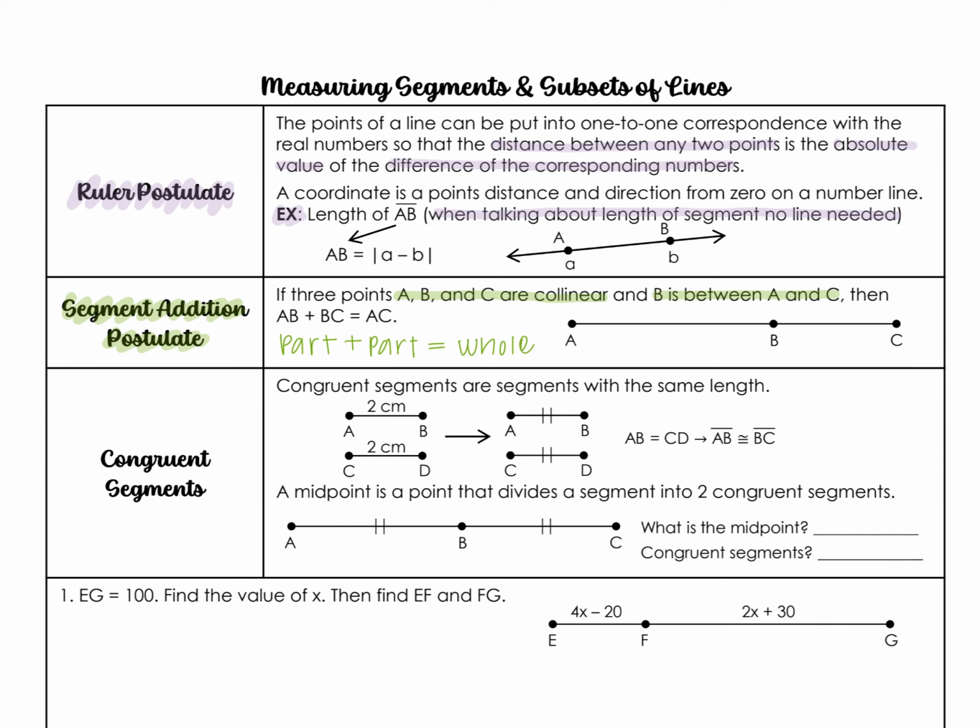Now we just need to plug it in so that we can find the segment lengths that they're asking for. So for EF, that's my 4x minus 20. Where I have that x, I'm going to replace it with 15 using substitution. Well, 4 times 15 is going to give me 60. And then minus the 20 should be equal to 40. So EF is equal to 40.